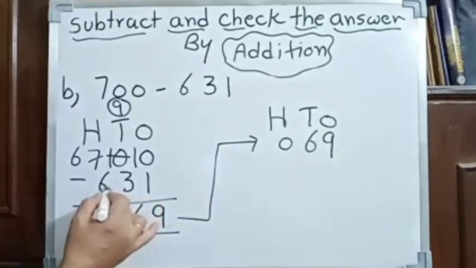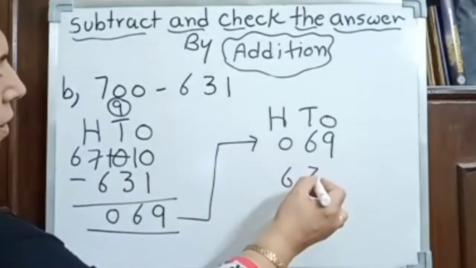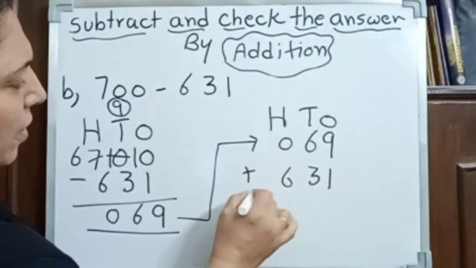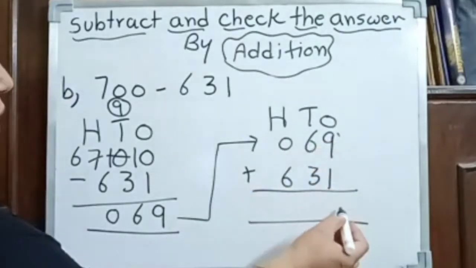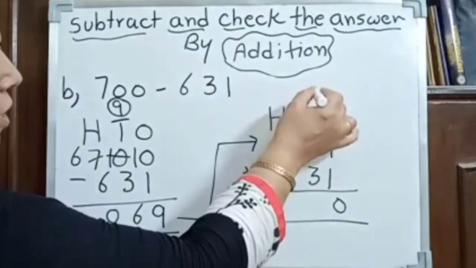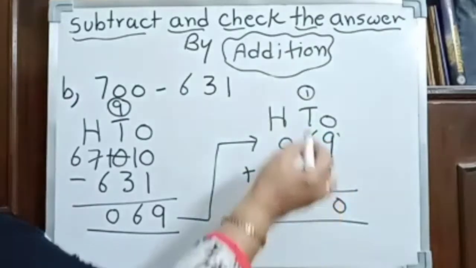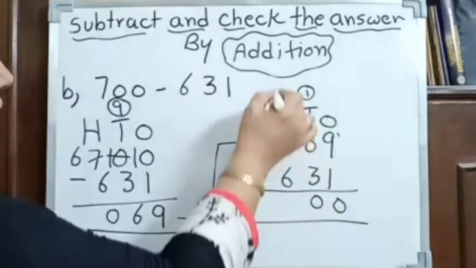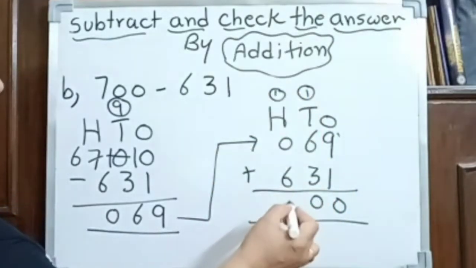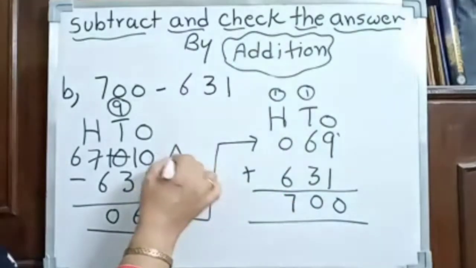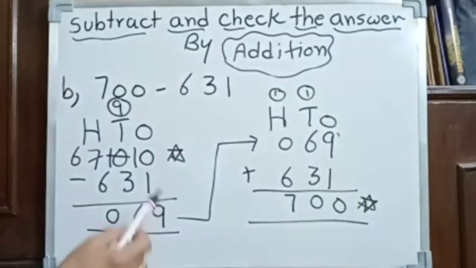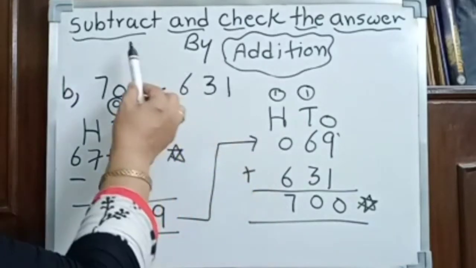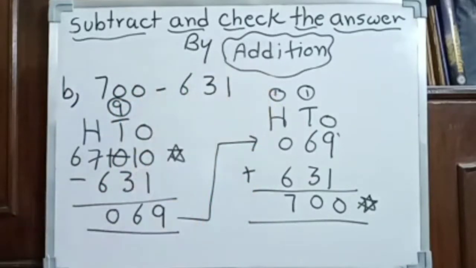Now what to do? This number here, now plus it. Now see that you are getting the star or not. 9 plus 1, 10. Carry over. 6 plus 3, 9 and 1, 10. Carry over. 6 plus 1, 7. Wow, this is a star. 700, 700. Means your answer is correct and you have checked your answer by addition.